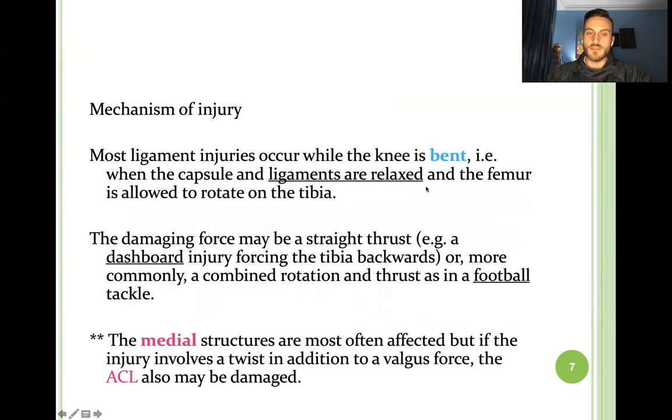So the mechanism of injury, usually it's bending of the knee. It's very common that patients come to the emergency room complaining that they had a bend of the knee and it's swollen and painful. So how can you approach this patient? History, physical examination, and investigations.